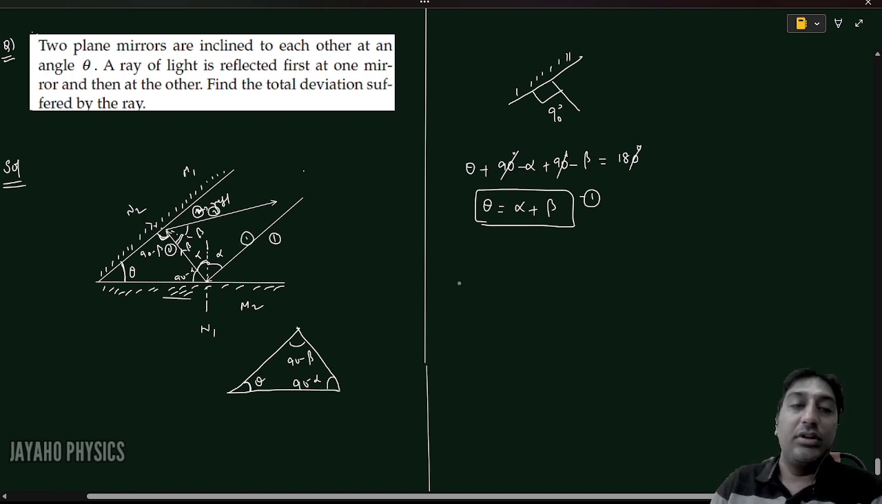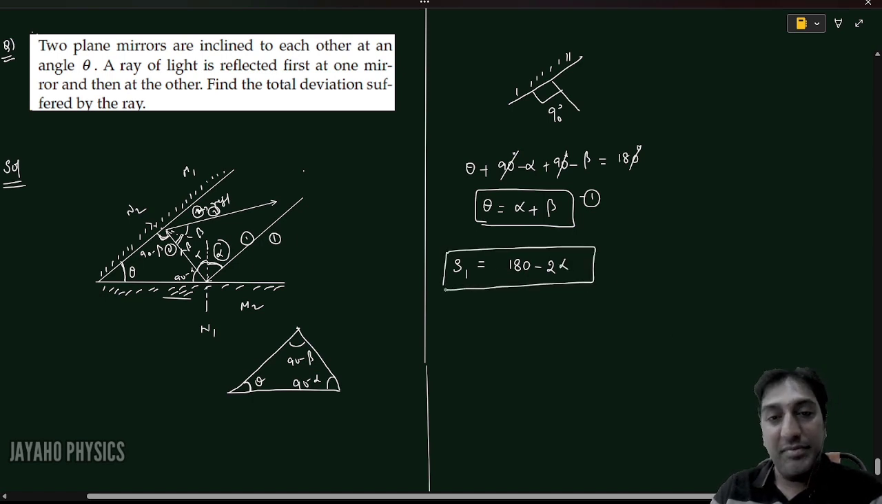For the first case, what is the deviation produced? Delta 1 is equal to 180 minus 2 times the angle of incidence, which here is alpha. So delta 1 is equal to 180 minus 2 alpha. And in the second case, when the ray is coming out again, delta 2 is equal to 180 minus 2 times the angle of incidence, which is beta. So delta 2 is equal to 180 minus 2 beta.